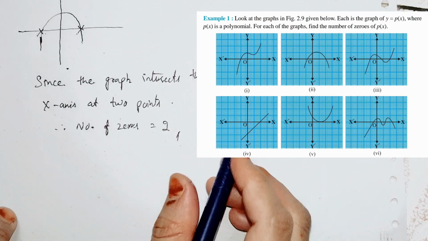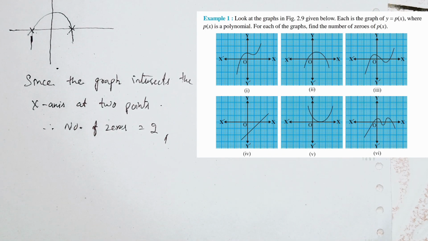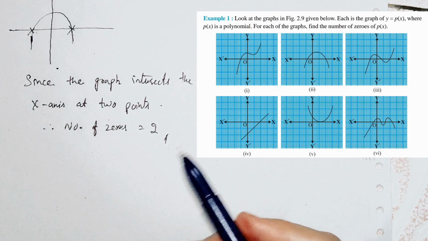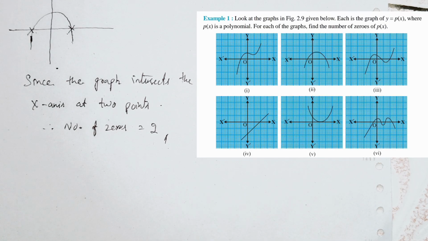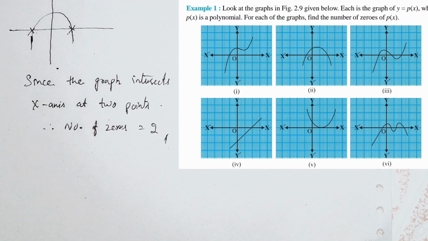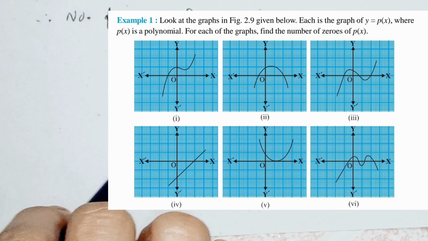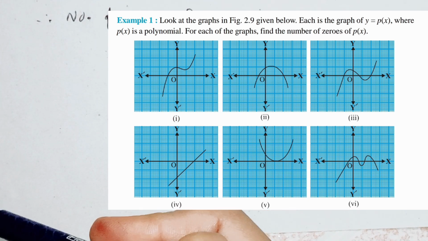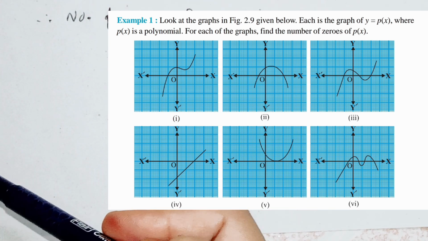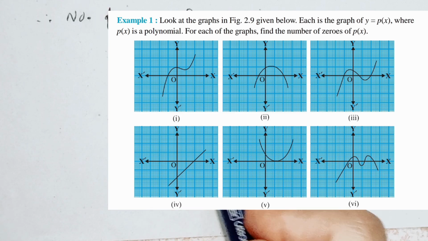If you see the third graph, it intersects the x-axis at 3 points. So you may write it down: since the graph intersects the x-axis at 3 points, therefore the number of zeros is 3. In the fourth picture, since the graph intersects the x-axis at 1 point, therefore the number of zeros is 1. Fifth one, here also the parabola intersects the x-axis at 1 point, so the number of zeros is 1.